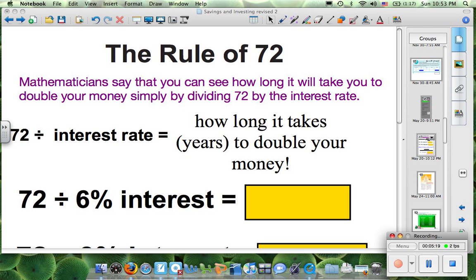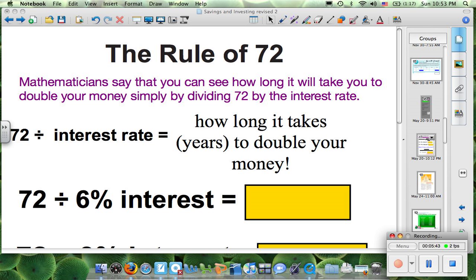And basically all it does is it shows how long it takes to double your money if you know what interest you're getting. Now the weird thing about this rule of 72, it's not exact. It's not an exact science. It shows approximately how long it's going to take. Not exactly, just approximately, so it gives you a good idea. And all it is you take 72 and divide it by the interest rate you're going to get.